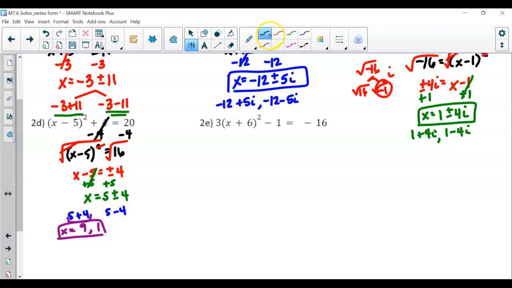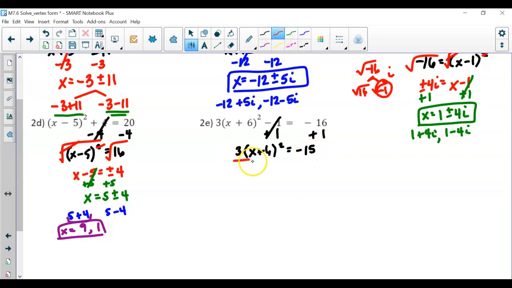And so here, that first step is to add 1. Think about it like a 2-step, right? So you should have noticed we're subtracting 1, but we're also multiplying by 3. So think of the 2-step, right? We always add or subtract first, then multiply or divide. So we're going to add the 1 here, so bring down 3 times (x plus 6) to the second power, which is equal to negative 15.